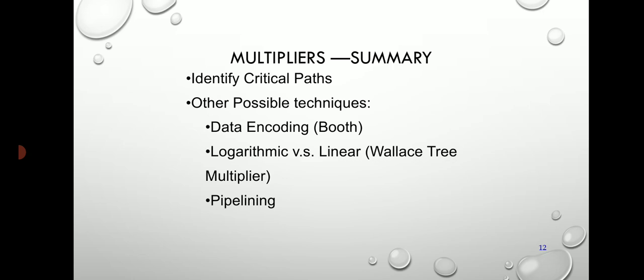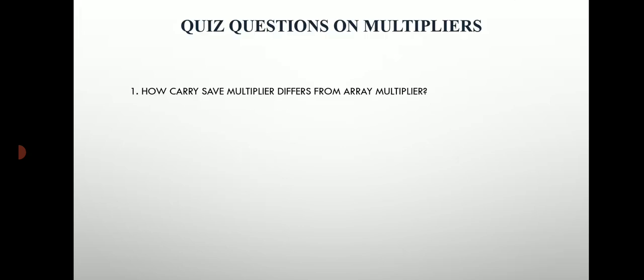In the multipliers, the main summary is that it identifies the critical paths, and it also contains other possible techniques such as data encoding, logarithmic, that is Wallace tree multiplier, and pipelining.